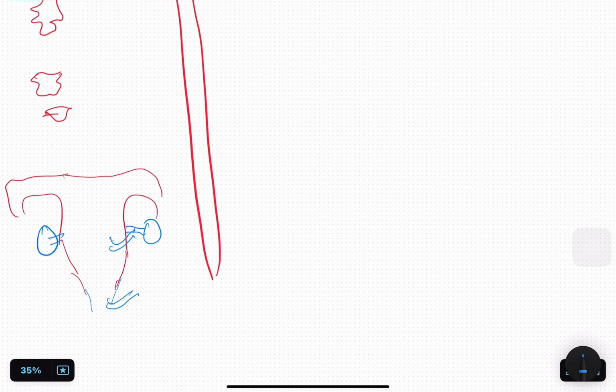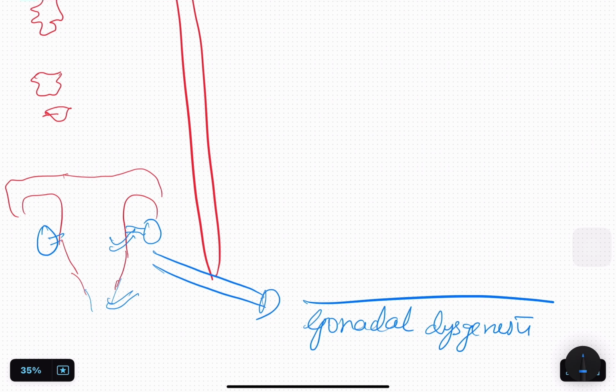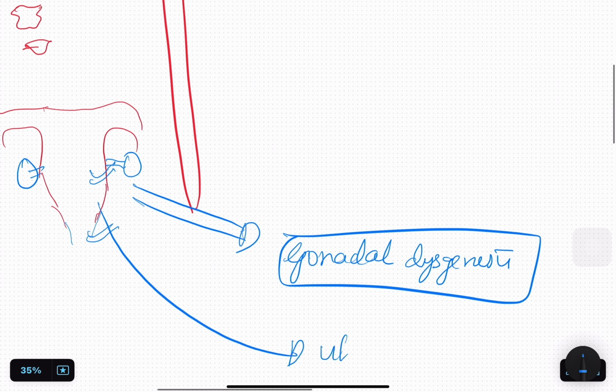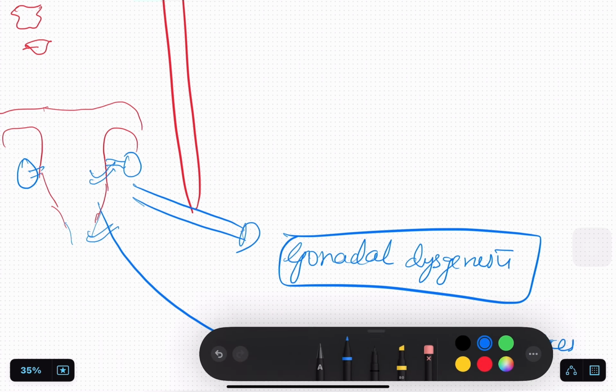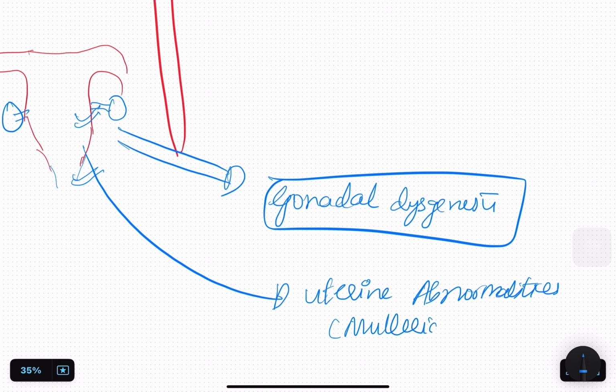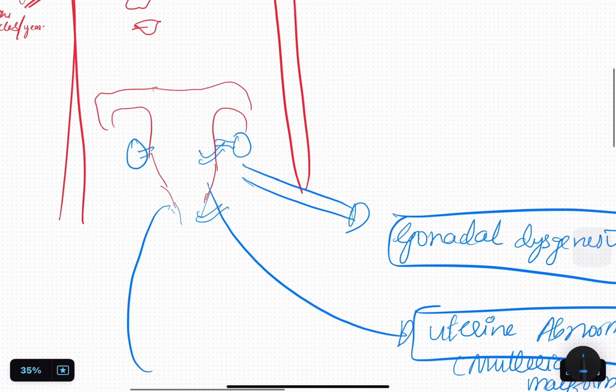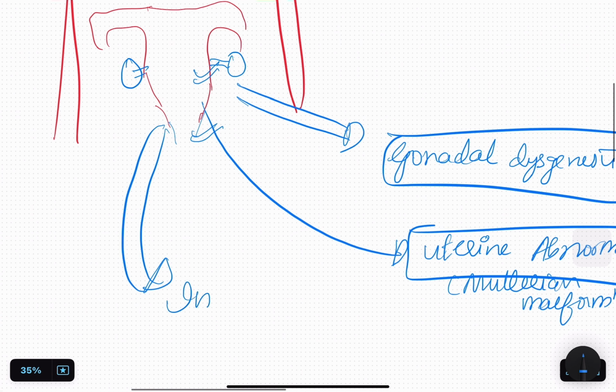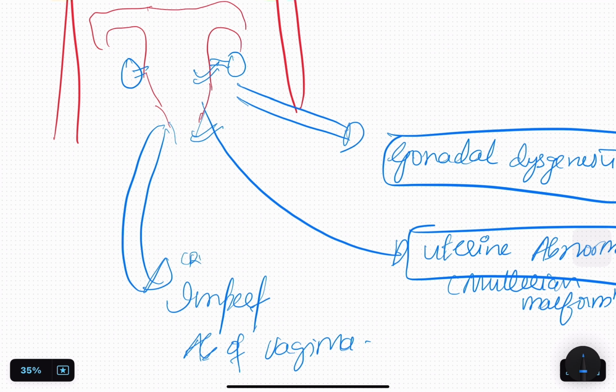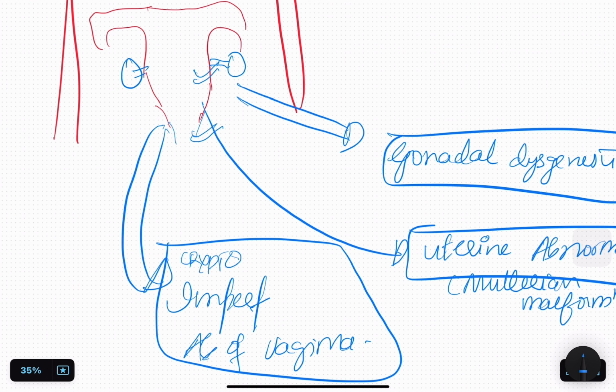So primary amenorrhea can be seen in cases of gonadal dysgenesis. Then any uterine abnormalities, that is, your Mullerian malformation. This is the second thing. Then all these cervical causes, if there is imperforate hymen, or absence of vagina, or even cryptomenorrhea, right? So these also cause primary amenorrhea.